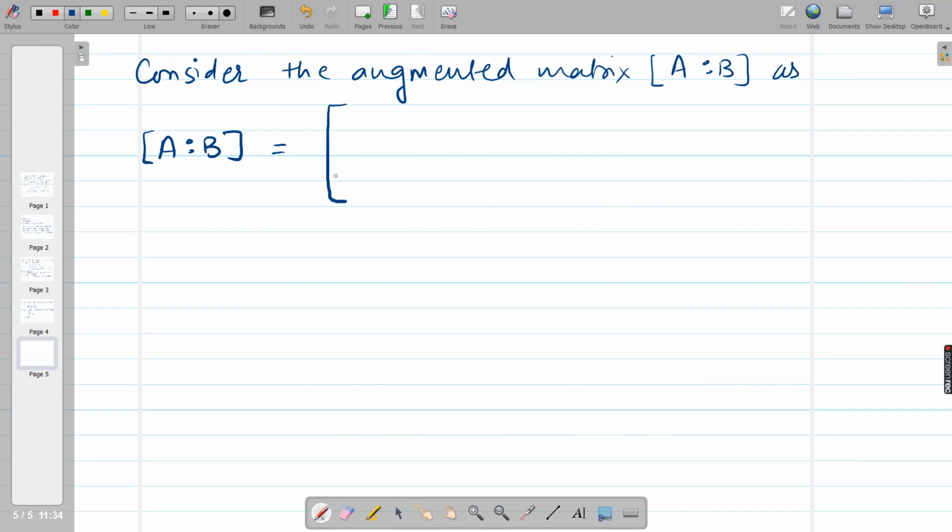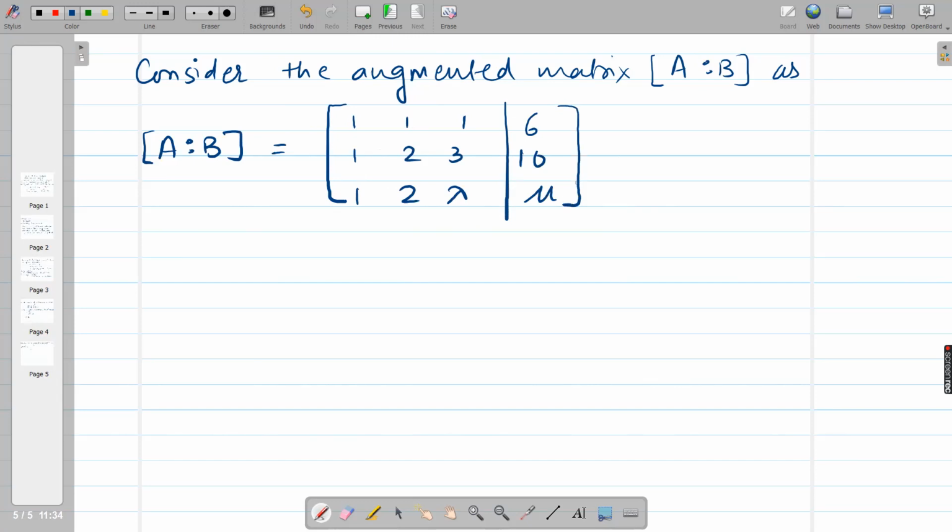Okay. So let us combine these two matrices and then we will reduce the matrix of coefficients to row echelon form one by one, and the corresponding changes we will make on the constants matrix as well. 1, 2, lambda. And here I'm putting a line just to understand the differentiation between A and B. And my constant matrix is 6, 10, and mu.